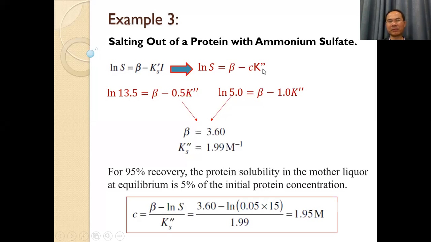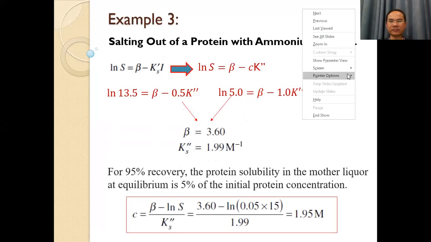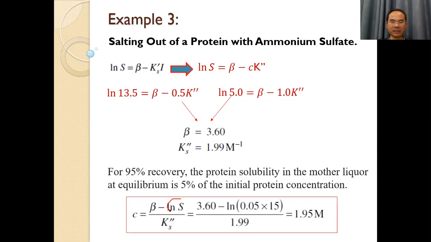For this case, we would like to recover 95%. The 95% means the protein remaining in the mother liquor, or the solution, is 5%. That means the final concentration of protein is equal to 0.05 multiplied by 15, where 15 is the initial concentration, because it is the solubility after the precipitation. And then you can calculate the concentration at 95% recovery.